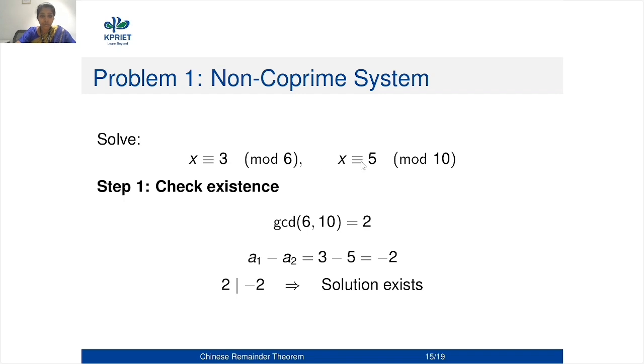Here a1 is 3 and m1 is 6. a2 is 5, m2 is 10. Now before solving this, we should know whether this congruence expression has a solution or not. So to check that, let us take the GCD of those moduli, 6 and 10. The GCD is 2, and this 2 should divide the difference of 3 and 5. So 3 minus 5 is minus 2. 2 definitely divides minus 2, which means this congruence expression has a solution.